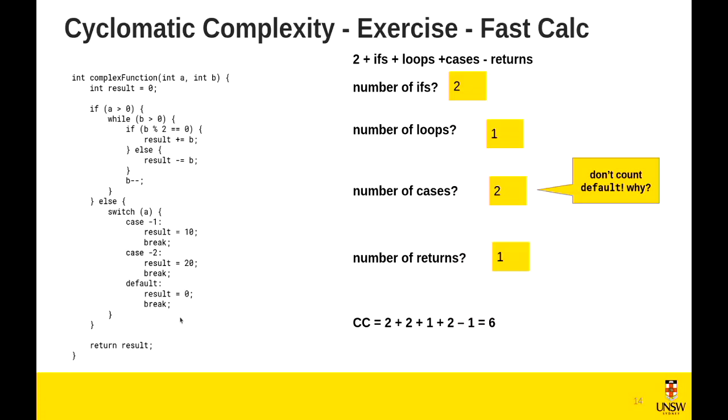So the reason for counting cases is exactly the same as why we need to count ifs. Because every if will give us 1 more edge than the number of nodes. And for a switch, if there's only 1 default inside the switch, then it's not branching at all. So that's why we don't count default here. We only count the number of cases. So this is how we can calculate cyclomatic complexity here.